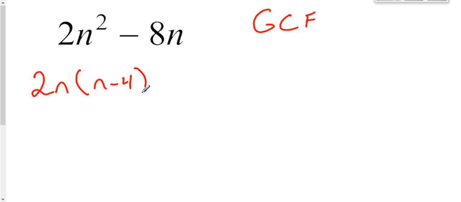So when we have two terms like this, I look for greatest common factor. Looks like they both have a 2 in common, and they both have an n in common. We factor out the 2n. We have the n minus 4 left over when we divide everything by a 2n. Nothing left for us to do. We are done right here.